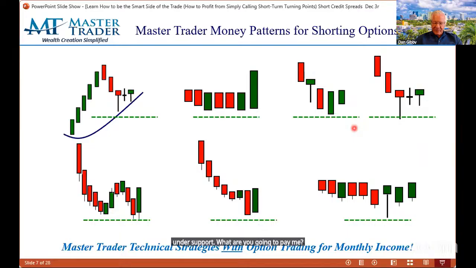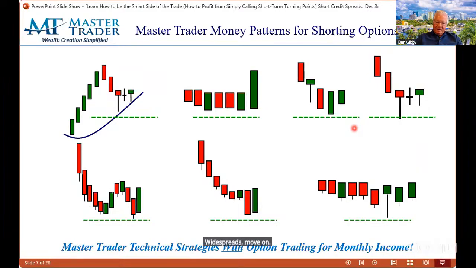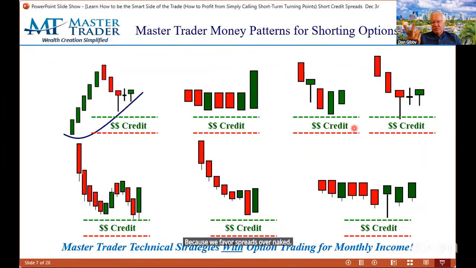Step 1, you have to make sure the options are liquid. And that's like one of the biggest reasons that a trade idea setup is a veto. Wide spreads, move on. So I have tight spreads, I have a nice credit, and then I'm going to take some of that money, because we favor spreads over naked for 2 reasons. It's less buying power required at the brokerage firm, less max loss if you have a big gap against you.